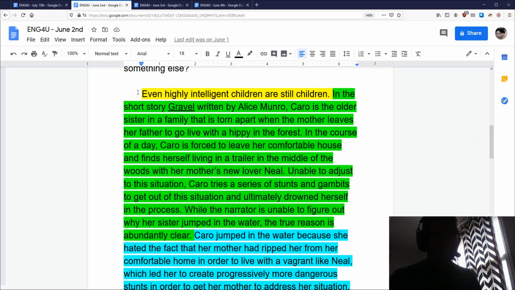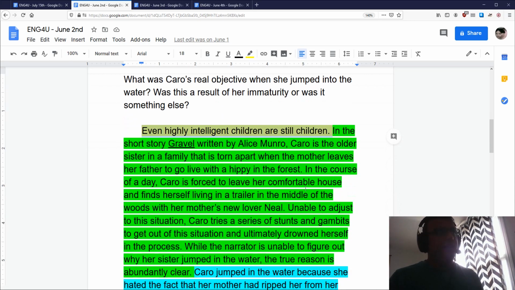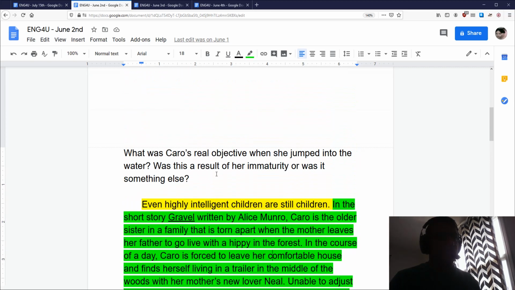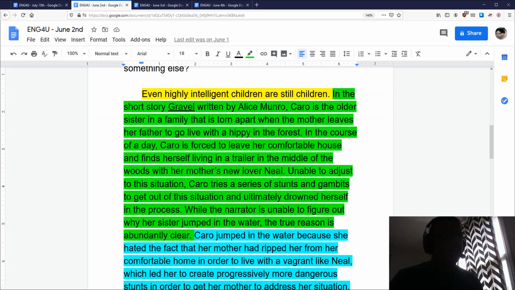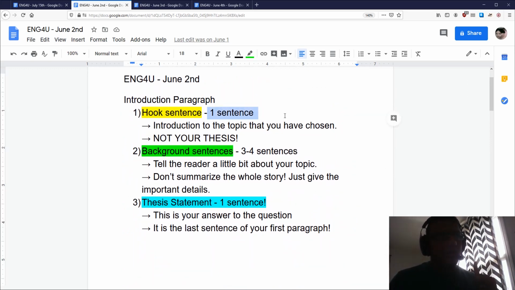So let's see. I have it here. Even highly intelligent children are still children, is my hook sentence there, right? So this is introducing the topic, right, of Caro's immaturity. It's not my thesis, right? And it's just sort of giving the reader an idea of what I am trying to say, right? So that first sentence, the hook sentence, just needs to introduce the topic. And then, well, let's see. In the short story Gravel, oh, wait, I should talk about what that is. So the hook sentence, by the way, is 1 sentence long, right? It's just the first sentence that introduces the topic.